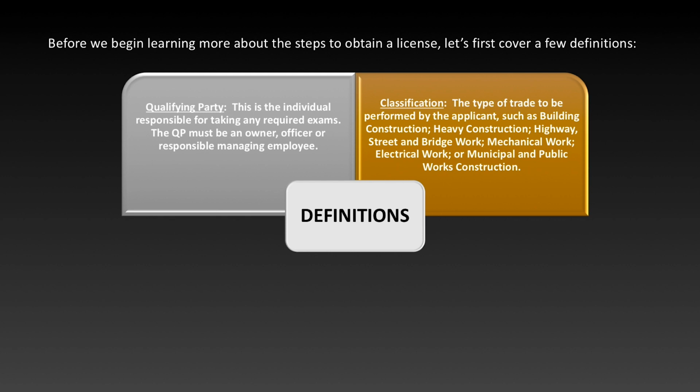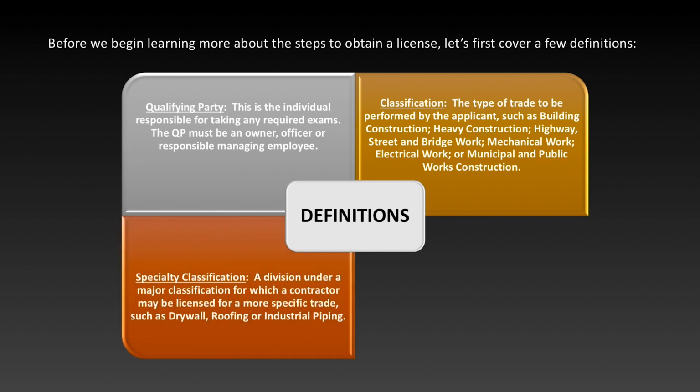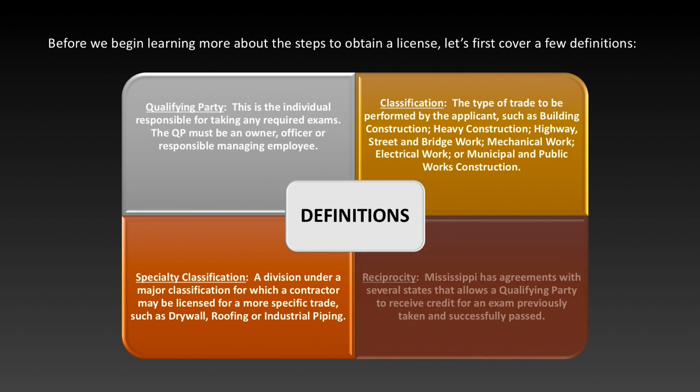The major classifications are building construction, heavy construction, highway, street, and bridge work, mechanical work, electrical work, or municipal and public works construction. A specialty classification is a division under a major classification, for which a contractor may be licensed for a more specific trade, such as drywall, roofing, or process piping.